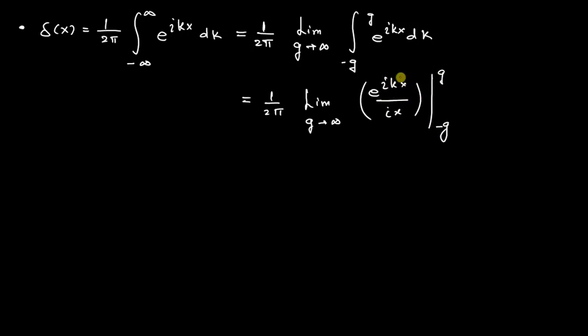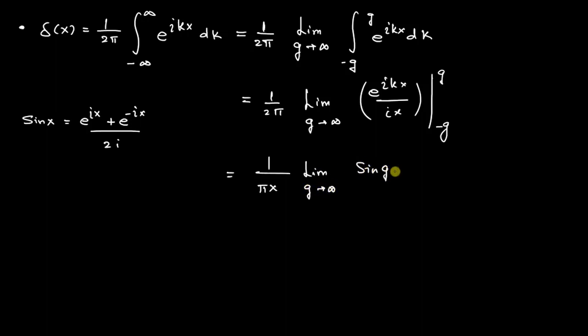So if you put this limit, you will get a function of sine, because you know sine x is defined as e raised to power ix plus e raised to power minus ix divided by 2i. So here is an i, and you will get a factor of 2. So you will overall get 1 by pi x, limit g goes to infinity, sine gx. Okay, so this is a function. Or you can simply write this limit, let's suppose g goes to 0, you can write sine of x by g divided by pi x.